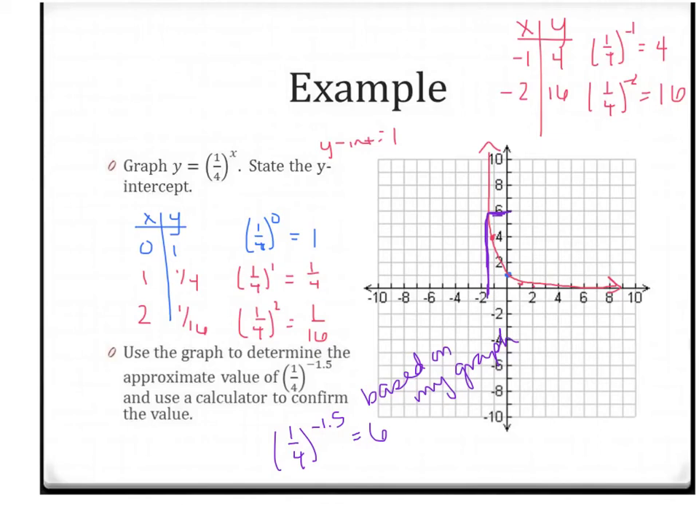So if I do this in my calculator though, because it does say to use a calculator to confirm it, so if I type this in and you put it in parentheses or change it to a decimal first, 1/4 to the negative 1.5, I actually get 8 in my calculator. So maybe your graph was more accurate than mine, and maybe you got 8 on yours. And so this shows you, obviously I was not very accurate. Hopefully you are a little more accurate. We want to try to be as accurate as possible on our graphs.